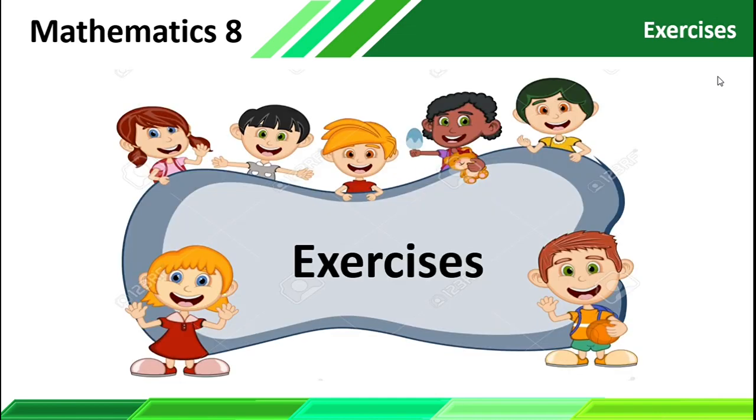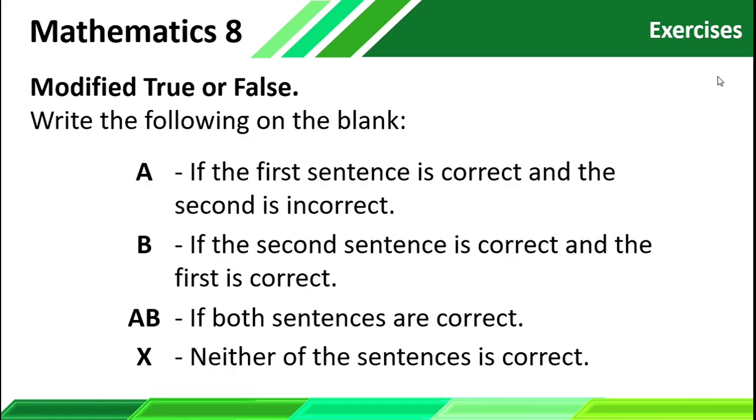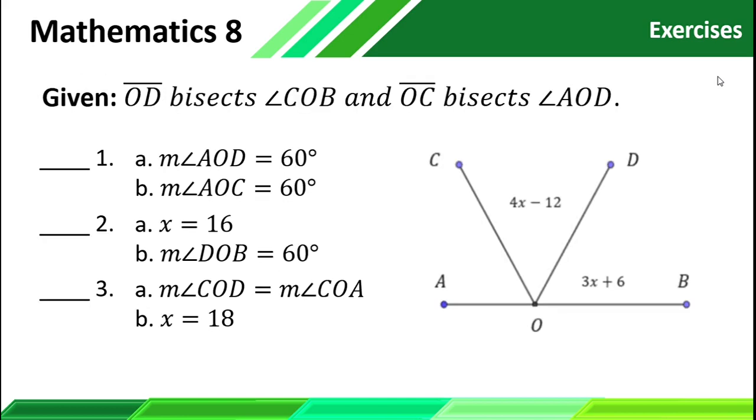Now let's proceed with our exercises. Let's do modified true or false. Write A if the first sentence is correct and the second is incorrect. Write B if the second sentence is correct and the first sentence is incorrect. Write AB if both sentences are correct. And write X if neither of the sentences is correct. Pause the video for a while and I will show you the answer afterwards.